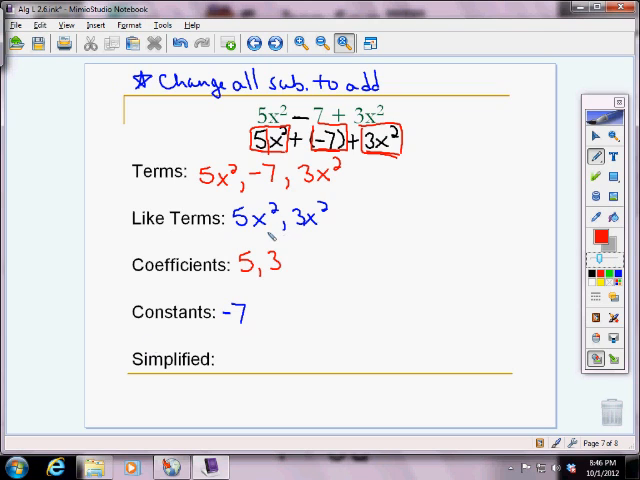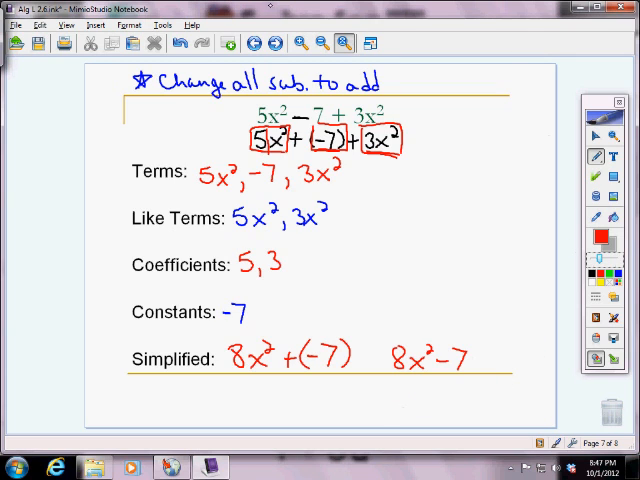So if you look at our like terms, basically we have 5x squareds and 3x squareds. How many total x squareds are there? Well, 5 plus 3 is 8, so that's 8x squareds. Don't forget about your negative 7 here. So then we can just say plus a negative 7, or you could say 8x squared minus 7.